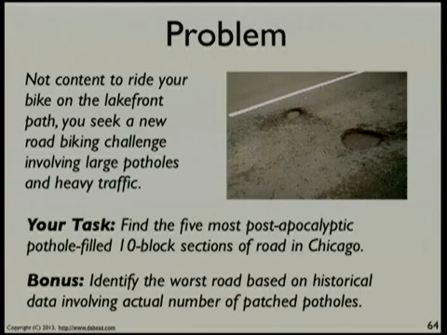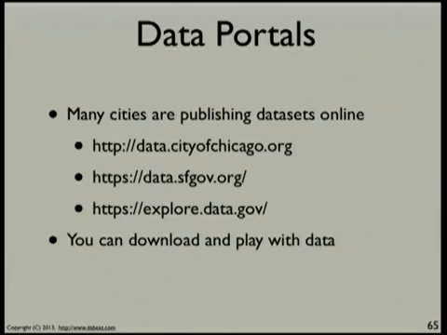So what we're going to do is try to find the most extreme road biking path in Chicago based on the most potholes reported in the road. Right now it's winter, so there are a lot of potholes in the street. We're going to find the most post-apocalyptic, pothole-filled 10-block section of road in Chicago on which to ride your bike. And you're saying, how in the world am I going to do that? You're going to use the City of Chicago data portal.